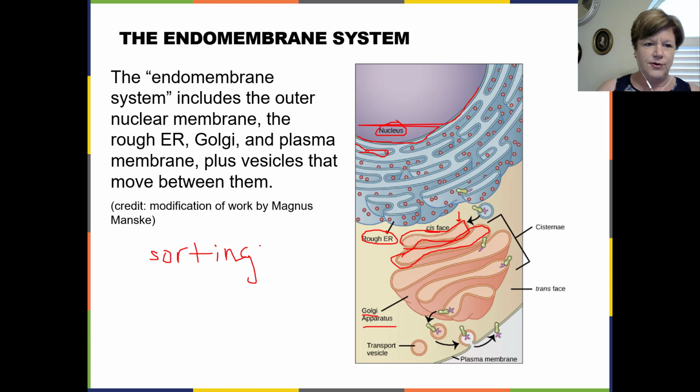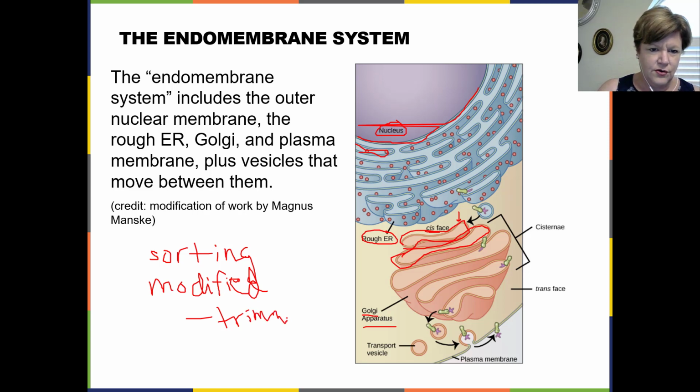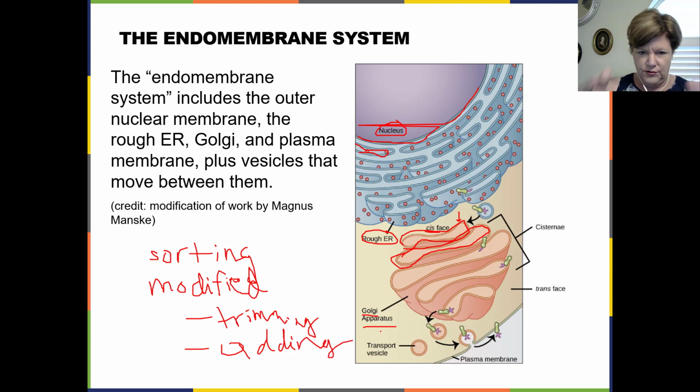And then in the next compartment, they get modified. So there's sorting into piles and then modification. Things that need to go to the same eventual location get sorted together, and then they get modified. Modified means trimming something off or adding something on. Trimming or adding chemical, little functional groups. You can think of functional groups: trimming off things, adding on some other things.